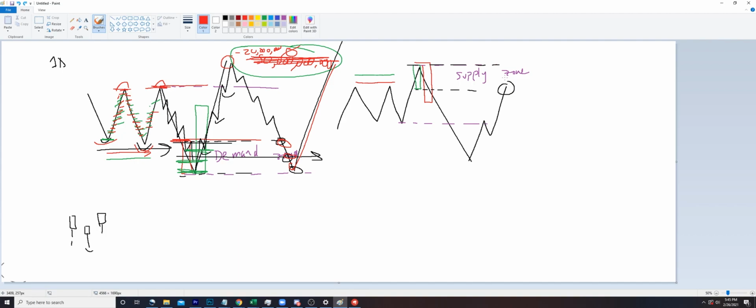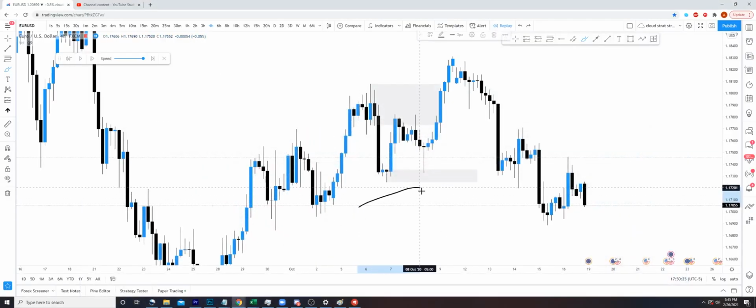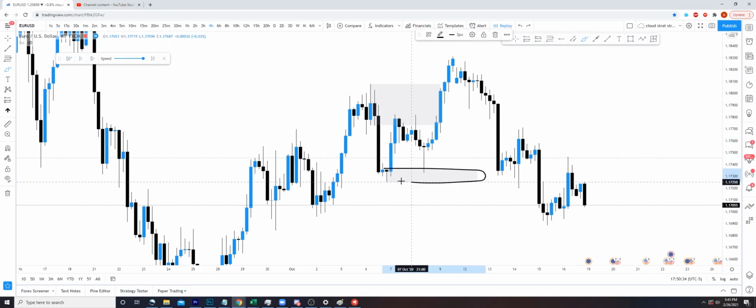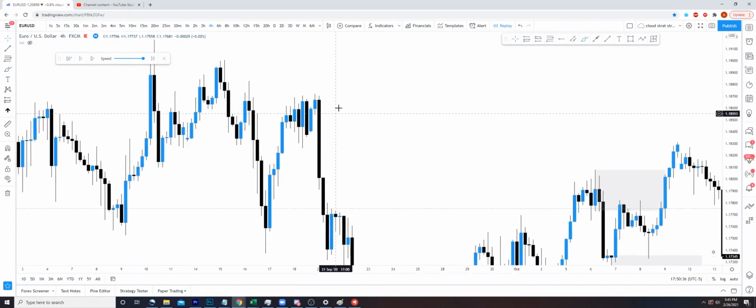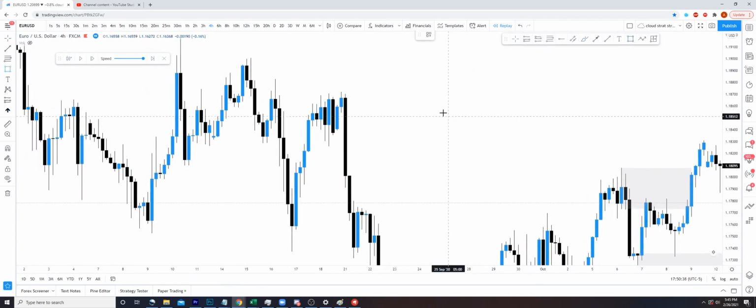Because like I said, we can have multiple mitigations, but ultimately we are interested in pretty much the first or second mitigation, because we understand that after mitigation has occurred, there's really no point to come back, right? So if we had this move, and we came to mitigate it, and we moved away, there's no point to really come back because we've mitigated the important demand zone.